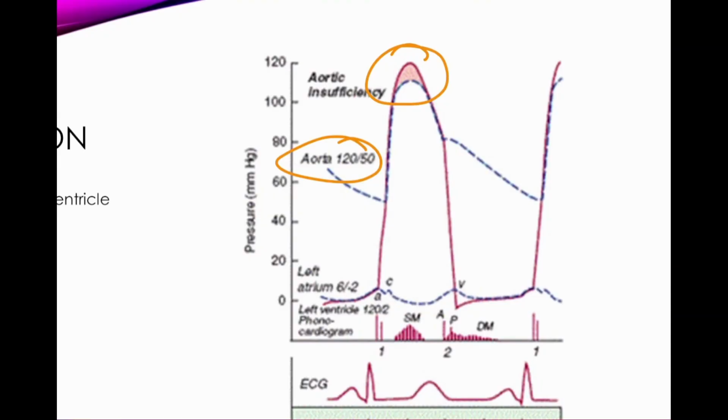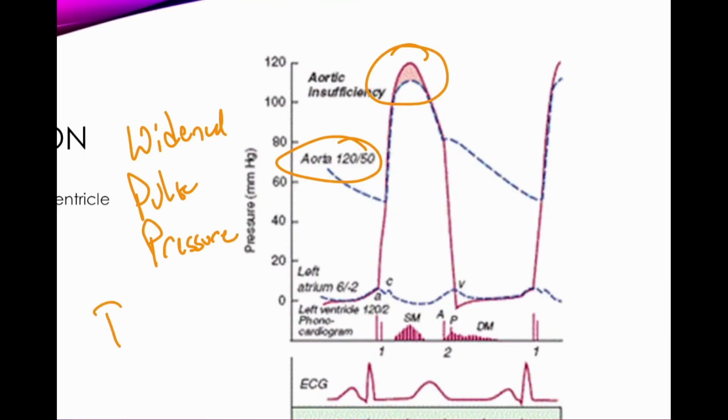So this is going to be called a widened pulse pressure. And what is pulse pressure? Just systolic minus diastolic. The wider that number is, the wider the pulse pressure, indicative of aortic regurg. Okay?